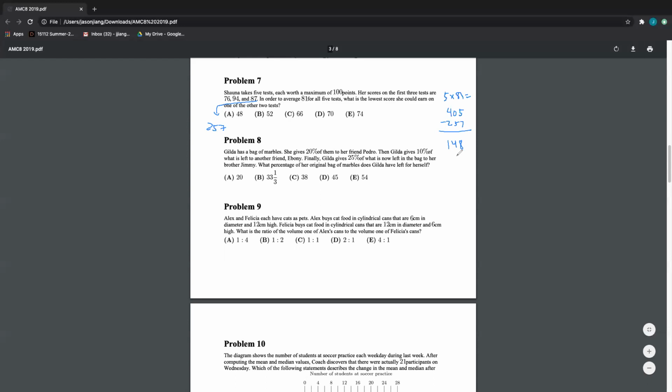For the lowest score she can get on one test, if she's getting the lowest possible score on one test, that would also be the same as getting the highest possible score on the other test. So the highest possible score is 100, and if she gets 100 on one of the tests, the other test would have to be 48. That's her answer.